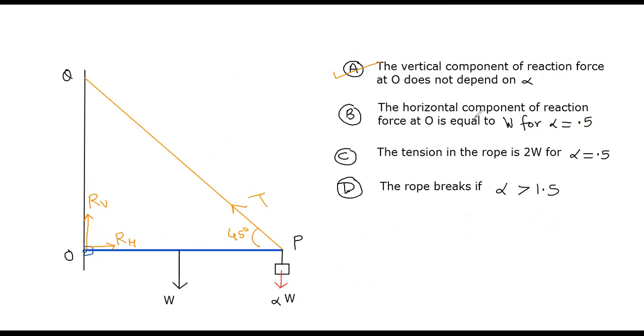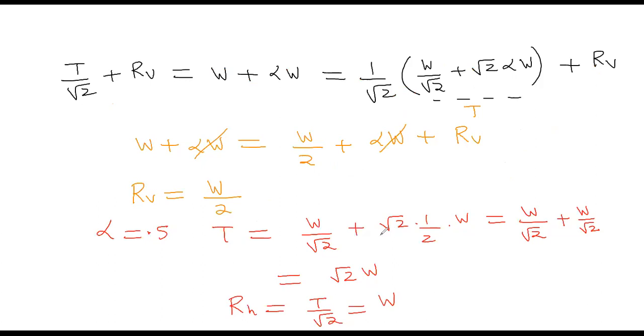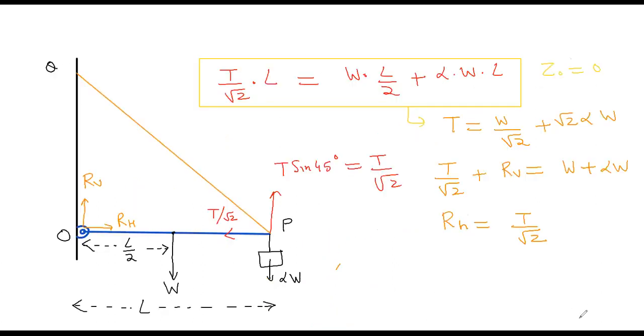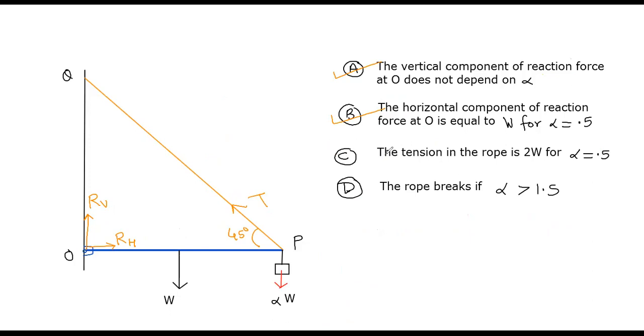The tension in the rope is 2W for alpha equal to 0.5. Now we have seen that when alpha is 0.5, tension is root 2 W. So option C is not correct.